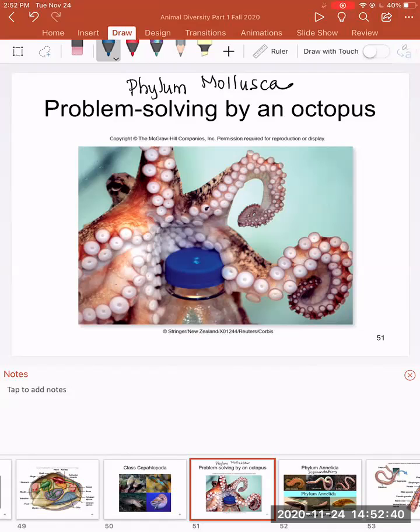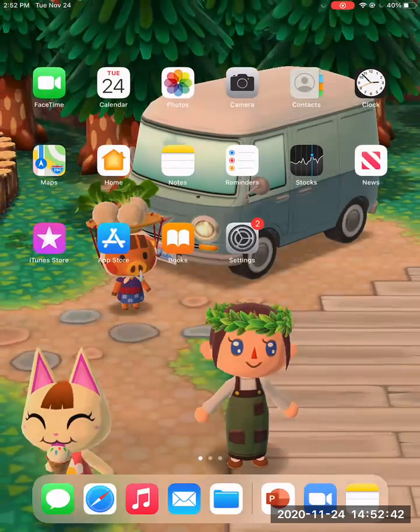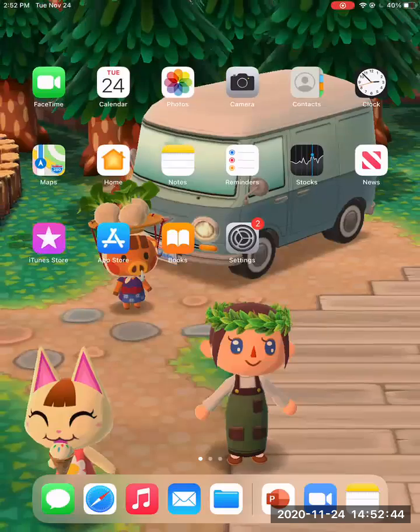The next phylum we're going to look at are the segmented worms. And they also have a true body cavity. And they are in phylum Annelida. The segmented worms. So we've had the flatworms, the roundworms, and now we have the segmented worms. So they have a true coelom, so they are called coelomate.